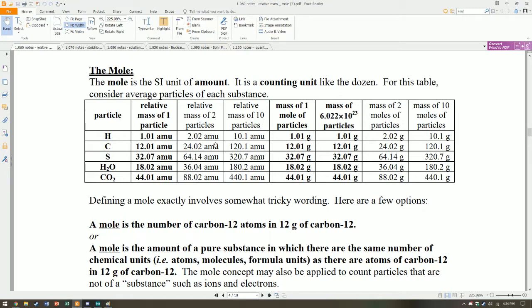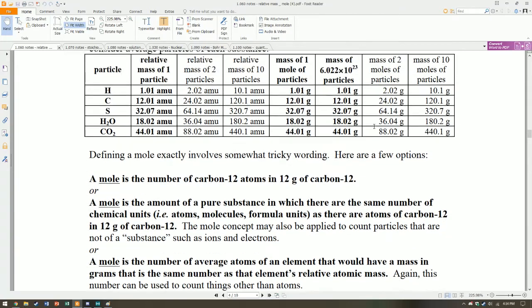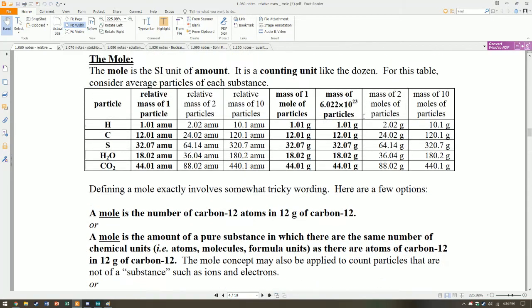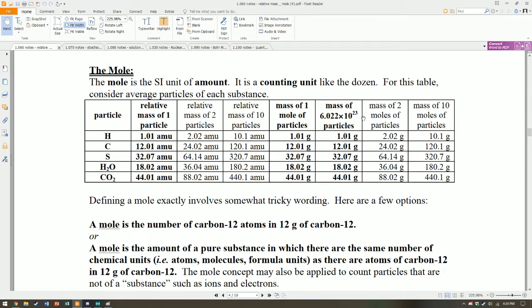For example, in 1.01 grams of hydrogen, there are 6.022 times 10 to the 23 atoms of hydrogen. Remember, there's 6.022 times 10 to the 23 atoms of hydrogen in about a gram of hydrogen. That's an unofficial definition, and it's the one I like to work with in terms of understanding. It's a counting unit like the dozen, and it's really not that difficult.